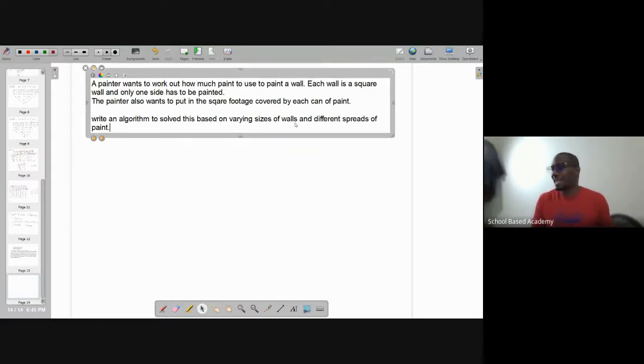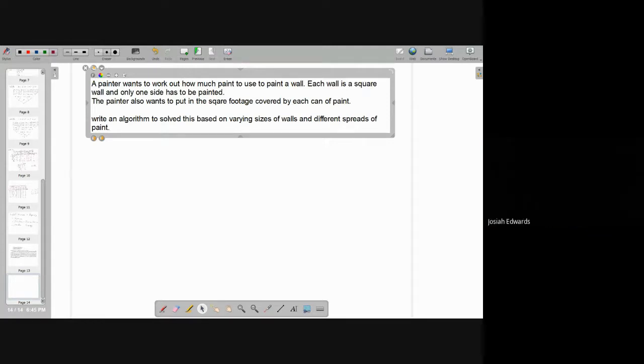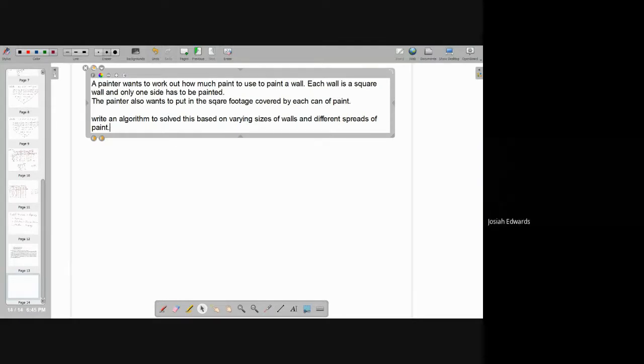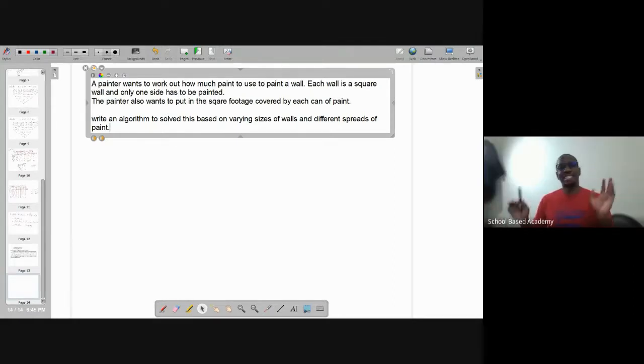Now this seems like it could be a lot. Yes? No? Yes. We have a hand up. Seems fairly complicated. Yeah, fairly complicated, but it's not.